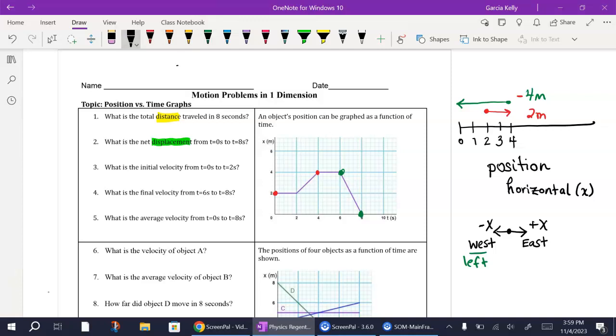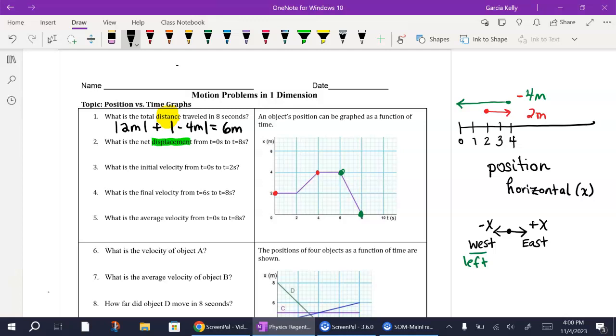Whenever I am calculating the distance of something, I'm going to look into just the absolute values of it without looking at direction. So I'm going to have 2 meters plus negative 4 meters, absolute value, and that means that I'm going to have a total of 6.